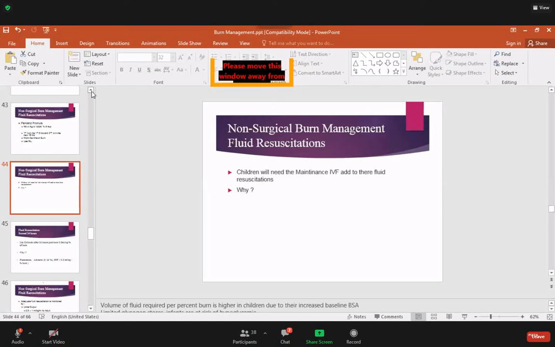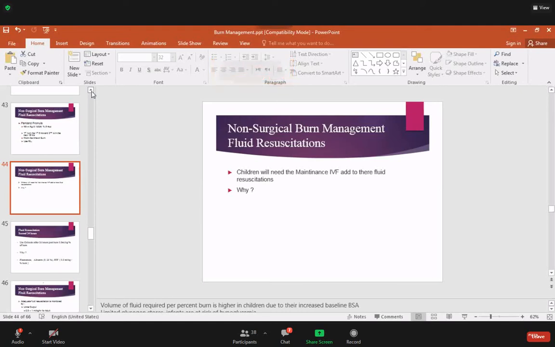And why we are not using the colloids in the first step or in the initial period is that soon after the burn injury, there is an increase in the capillary permeability. Capillaries are more permeable, and whatever fluid you are giving, it is going into the interstitial spaces also. So if you start giving colloid to the patient, the colloid will go into the interstitial spaces and the edema will be multiplied. So we don't give the colloid on the very first day of the burn. We start from the Ringer lactate and then gradually we shift to colloids.